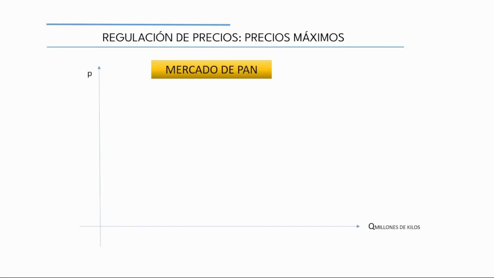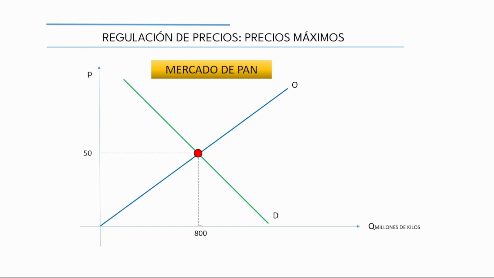Consider, for example, the bread market in a certain country. If this is a staple food in the diet of its residents, and due to poor harvests its price has shot up to 50 pesos per kilo, the government can decide to ensure its consumption in the basic basket by requiring that it be sold for less, for example 30. It sets this price as the ceiling and prohibits selling above it.